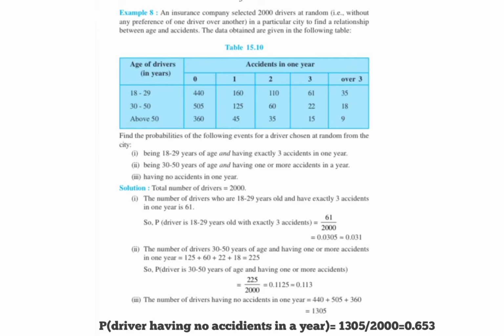Third one is having no accidents in 1 year. That is, we have to take the drivers of all ages who had no accident in a year, because they have not mentioned the age over here. So the number of drivers having no accidents in 1 year will be 440 plus 505 plus 360, that is equal to 1305. So the probability of a driver having no accidents in 1 year is 1305 by 2000, that is equal to 0.653.